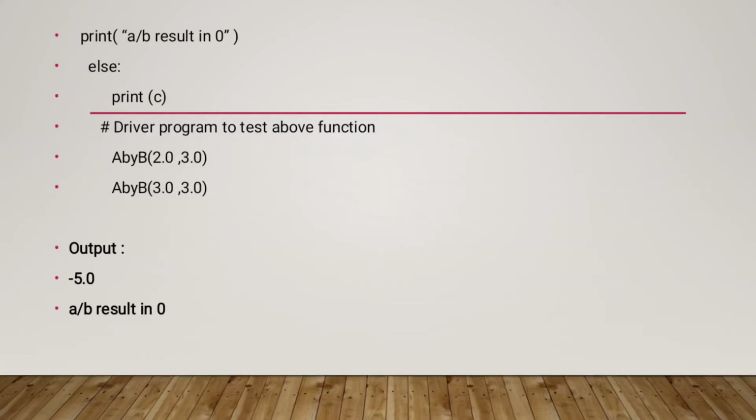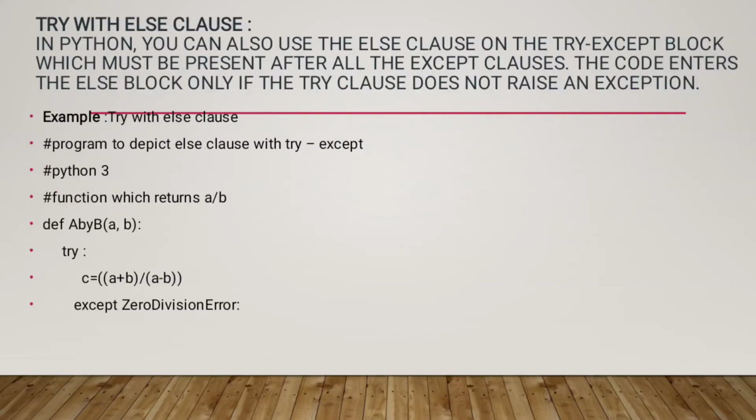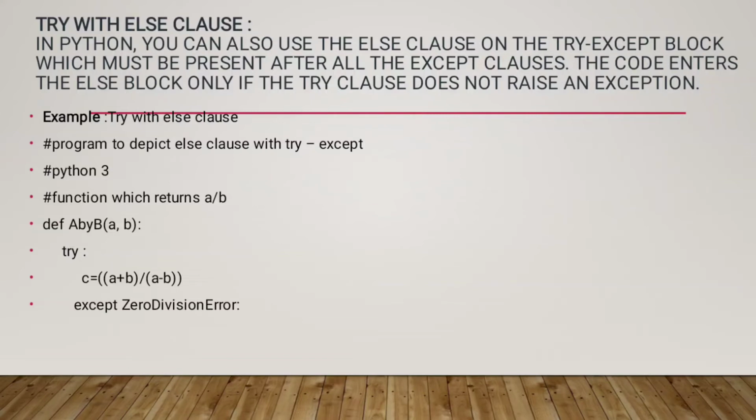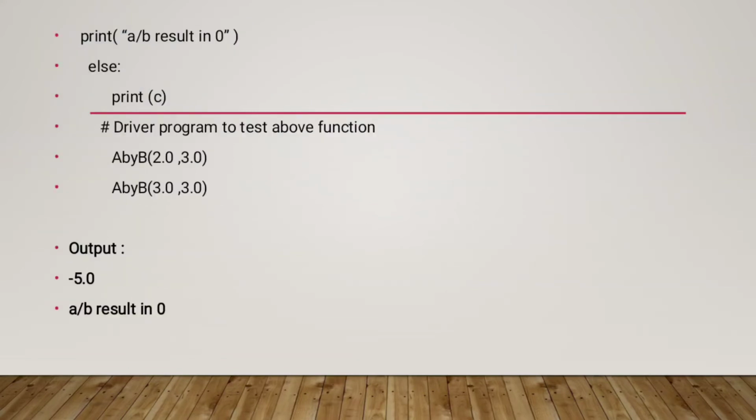We gave the program here, we gave the code here about the ZeroDivisionError except. The output we want is minus 5.0. The output we are getting is minus 0.5, a/b result in 0. We gave that in the code.